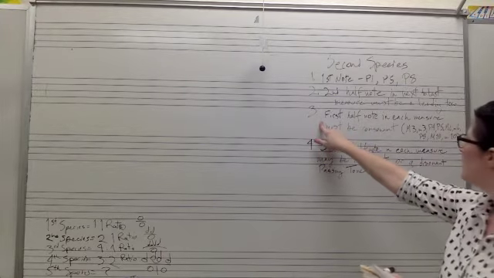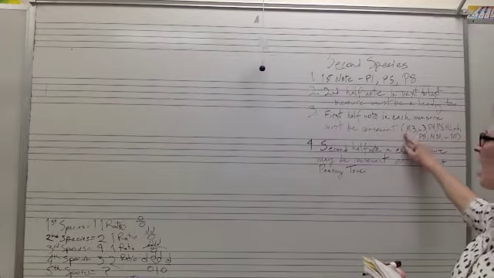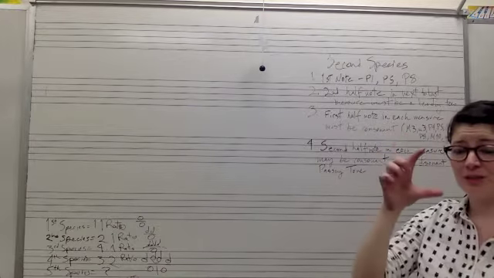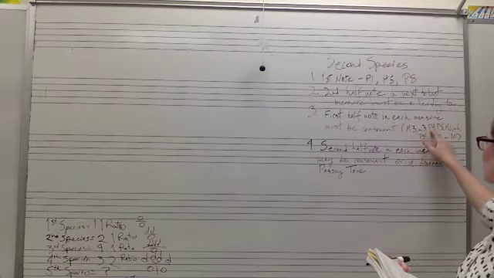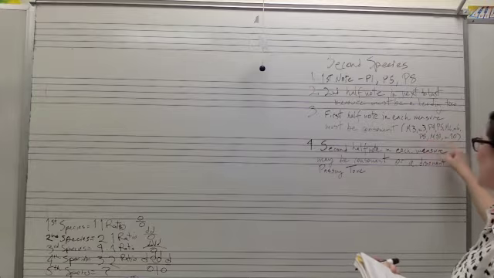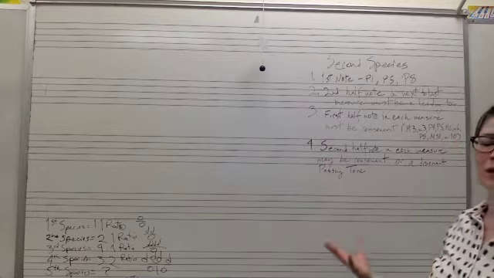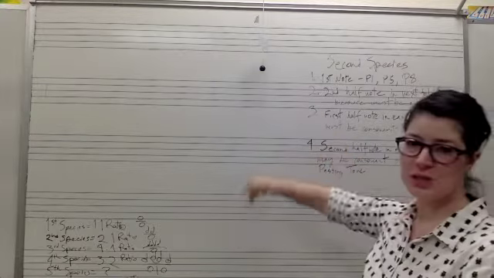Also, third rule, the first half note in each measure must be consonant. So the first half note in every measure has got to be either a major third, minor third, perfect fourth, perfect fifth, major sixth, minor sixth, perfect octave, major 10th, or minor 10th. So it has to be one of those consonant intervals that was okayed for first species counterpoint.